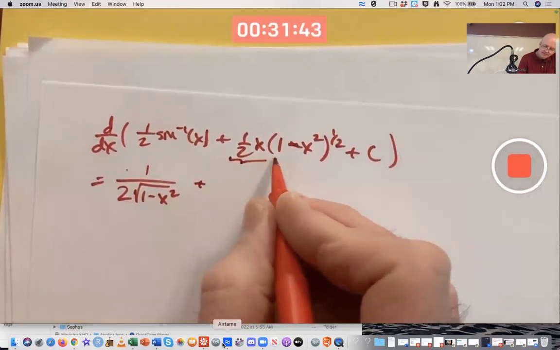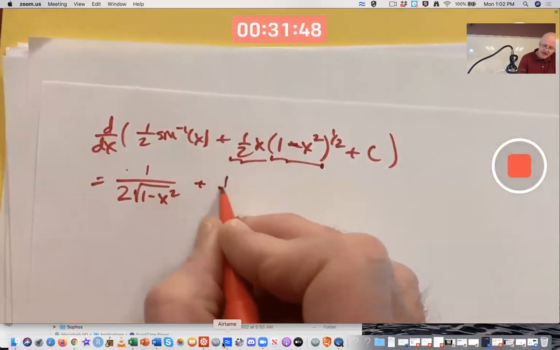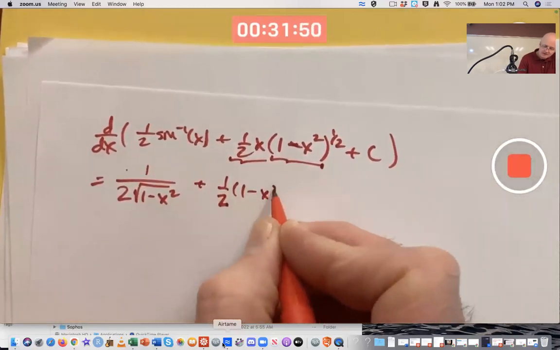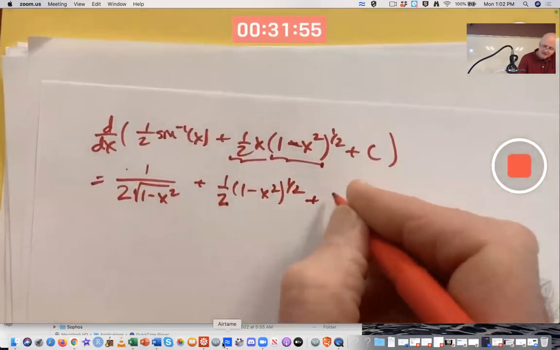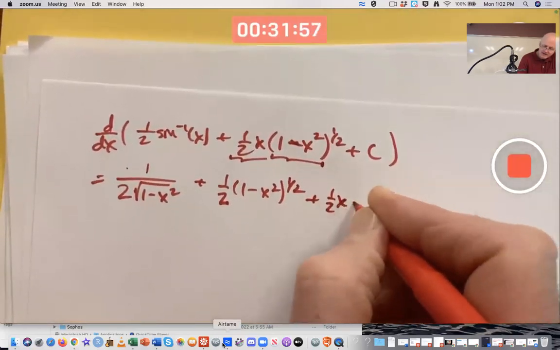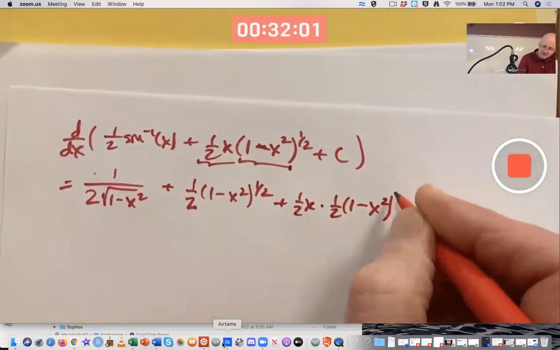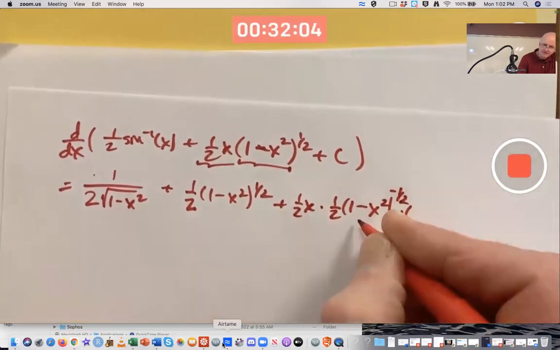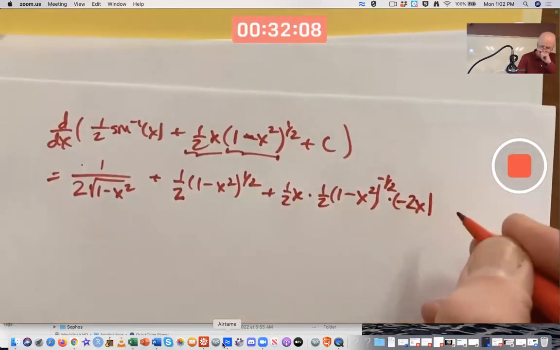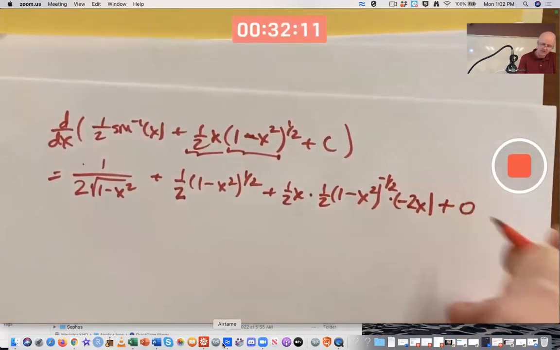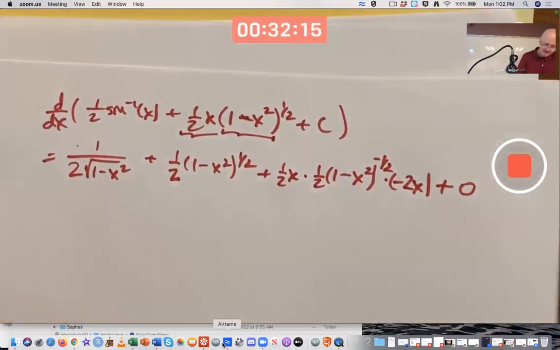I need the product rule for this part, right? It's the product of two functions. The derivative of 1/2 x is 1/2. That's the derivative of the first times the second, plus the first function times the derivative of the second. Bring down the 1/2, subtract 1 from the exponent. Then don't forget the chain rule. Multiply times the derivative of 1 minus x squared, which is to multiply by negative 2x. And then the derivative of c is, of course, 0. This must simplify a lot.